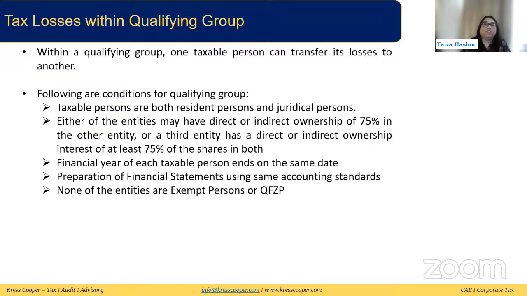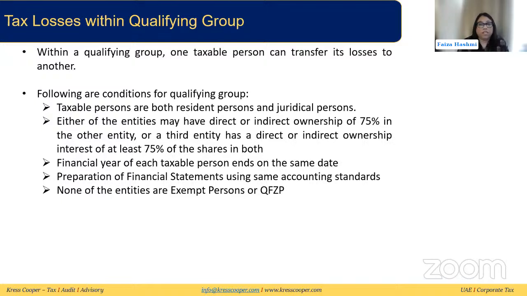So also we know that tax losses can be transferred within a qualifying group from one person to the other person, a member of a qualifying group. So what are the conditions for a qualifying group? We have discussed this many times in the past. The taxable persons both have to be resident persons, they have to be juridical persons. Either of the entities needs to have a direct or indirect ownership of 75% in the other entity, or a third entity has to have a direct or indirect ownership of at least 75% in both of the companies.